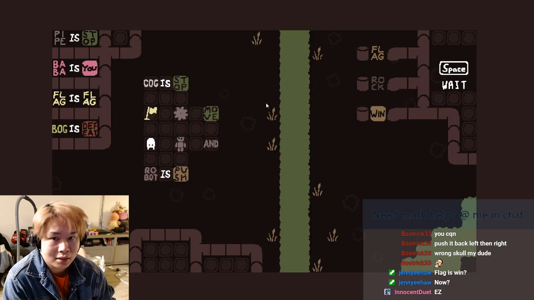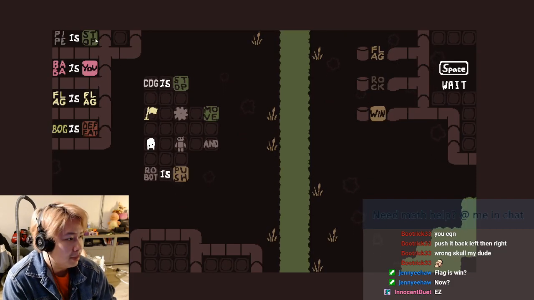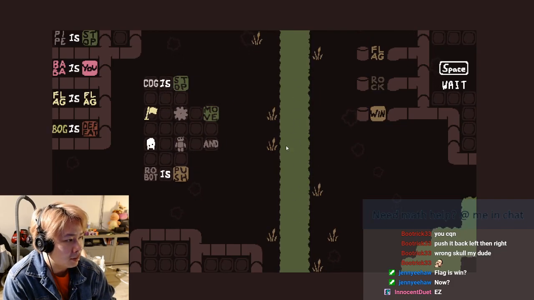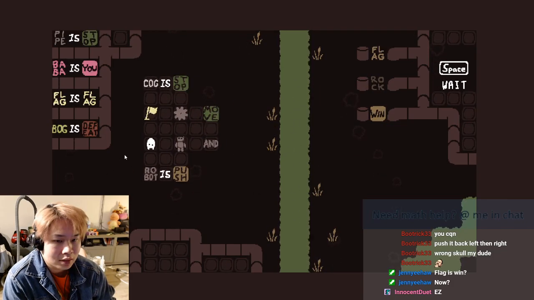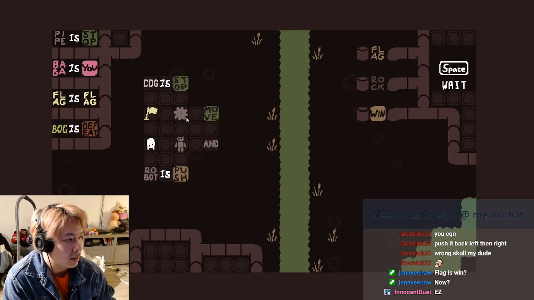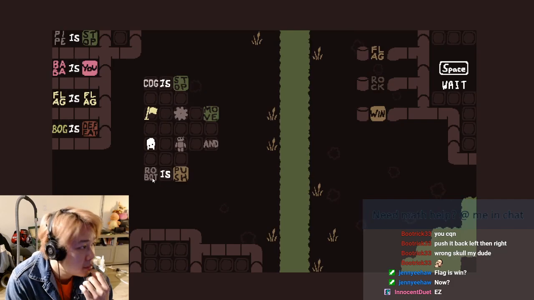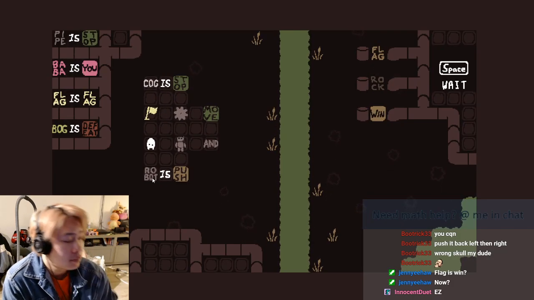Okay, let's see. Pipe is stop. Baba's me. Flag is flag, which means that I can't change the flag into anything else. The bog, which I'm assuming is this green stuff, is defeat. And then let's see. Cog is stop. I have move, and then push. I can push the robot. And then over here, I have flags, rocks, and the word win.